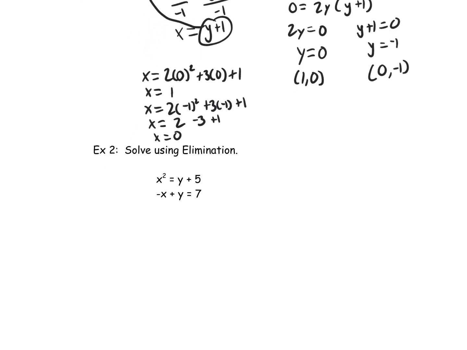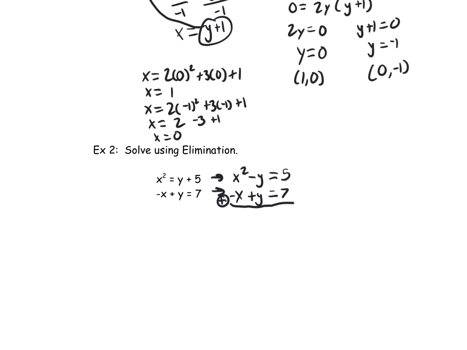All right, now, if we're going to use elimination, we have done elimination in a linear system before. Again, we want to get our variables to drop out, but in order to do that, we have to have all the variables on one side of the equal sign. So we need to make this x squared minus y equals 5, and -x plus y equals 7. So now, if you look, I have an opposite pair of the -y and the y. So I can go ahead and add these together.